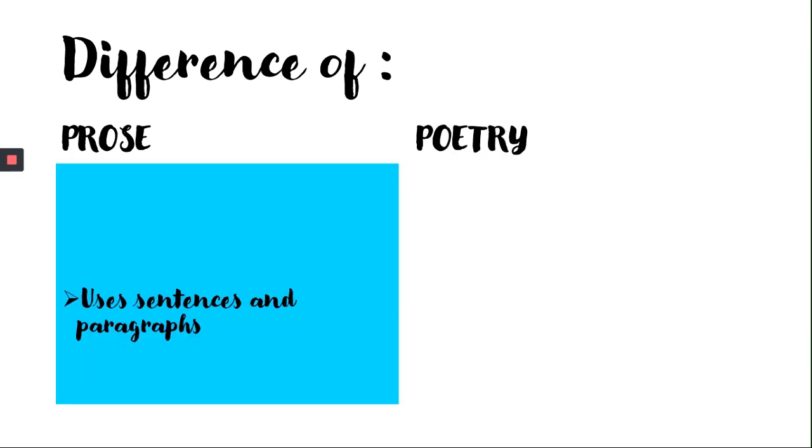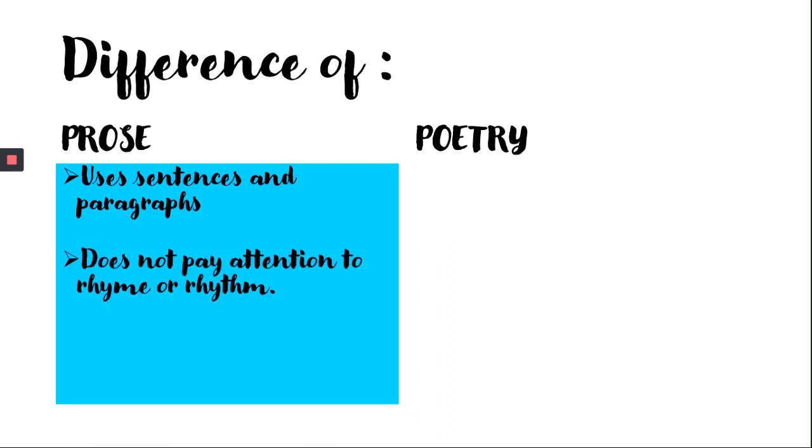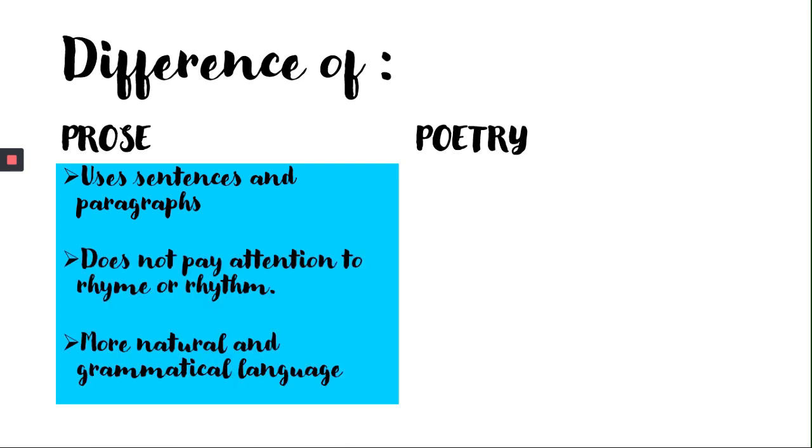Today's lesson is about poetry. Poetry is a major form of literature, same as prose. But what is the difference between prose and poetry? In prose, we use sentences and paragraphs. It does not pay attention to rhyme and rhythm, and it is more natural and grammatical language.